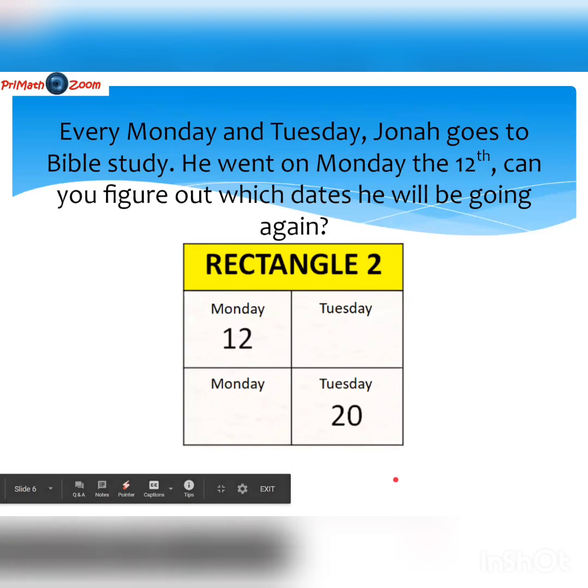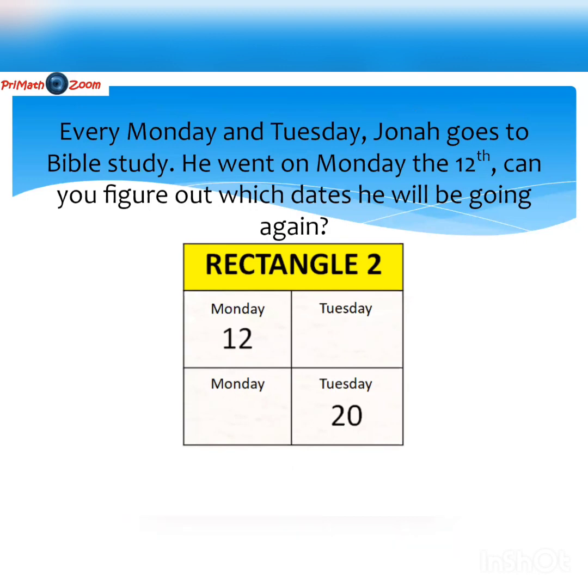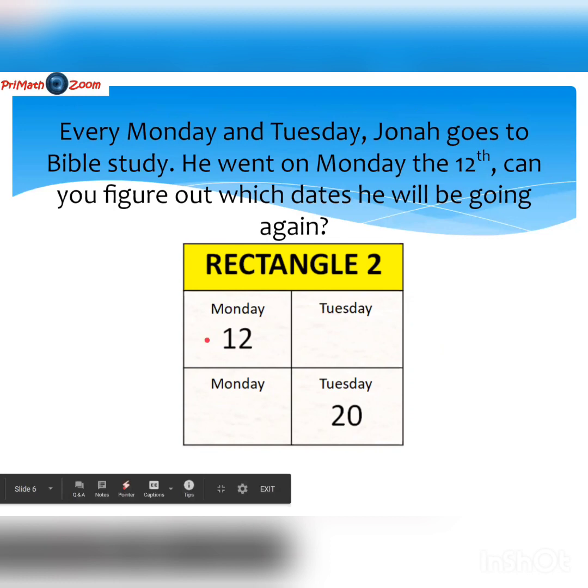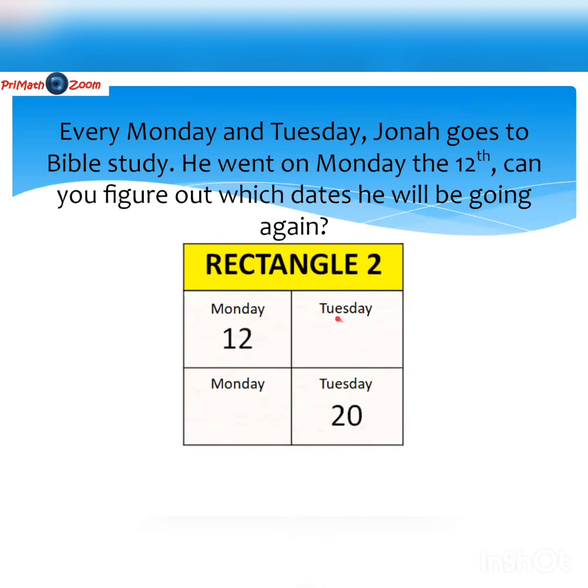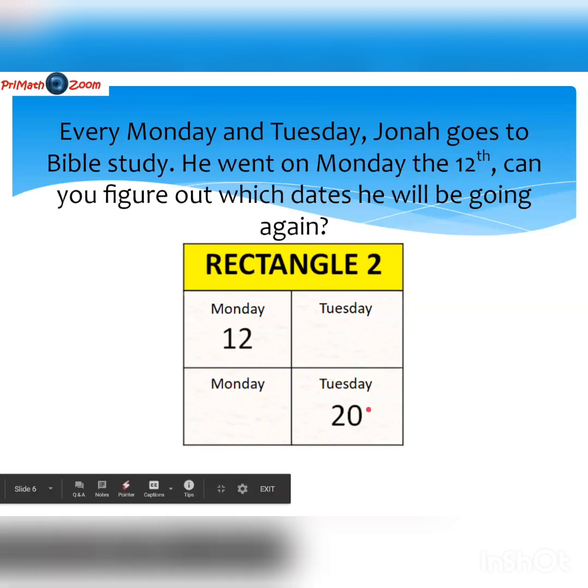Let's look at this other task. Every Monday and Tuesday, Jonah goes to Bible study. He went on Monday, the 12th. Can you figure out which dates he will be going again? So here we have Monday the 12th. We don't know which day he'll be going next, but we know it's a Tuesday after this first Monday. We don't know when he'll be going next week Monday, but we know that next week Tuesday will be the 20th.